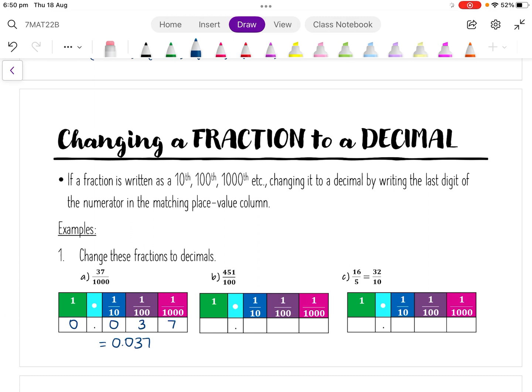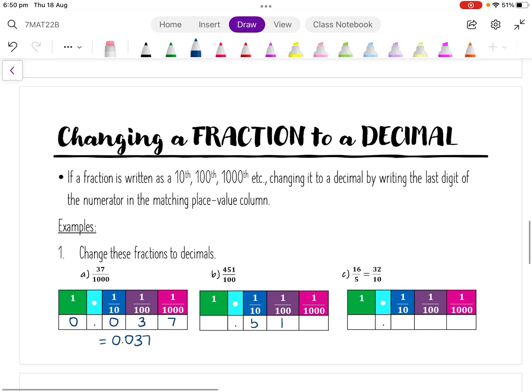For part B, if we were to change 451 over 100, we need to put that last digit of 1 in that 1 over 100 column, then our 5 in our 1 over 10 column, and then our 4 goes in our 1 column. Because if we're saying 451 over 100, we're saying how many times does 100 go into 451? So we know it goes 4 times, and then we just have that 0.51 remainder. So our decimal for 451 over 100 is 4.51.